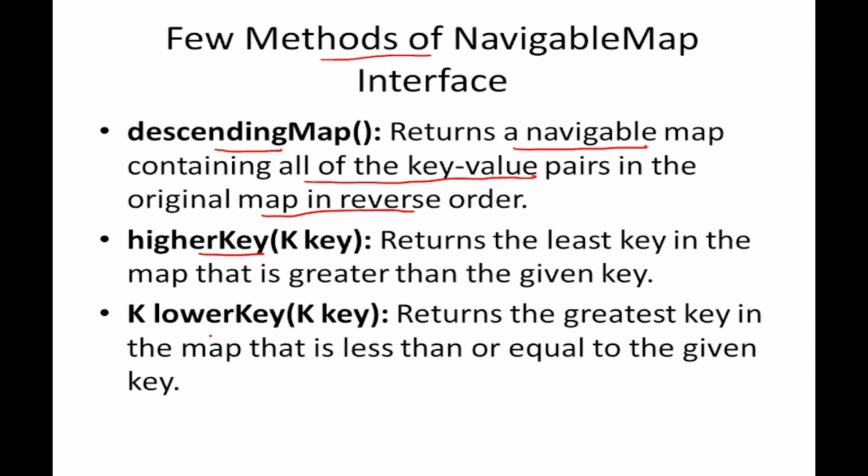Higher key, lower key. Say I am searching for a key like 2, it will return the next higher key. If the next higher key is 3, it will return 3. Likewise with lower key, if I am searching for key 3 and the next lower key is 2, it will return the entry corresponding to 2. So there are certain methods in navigable maps which were added for navigating through your sorted maps.